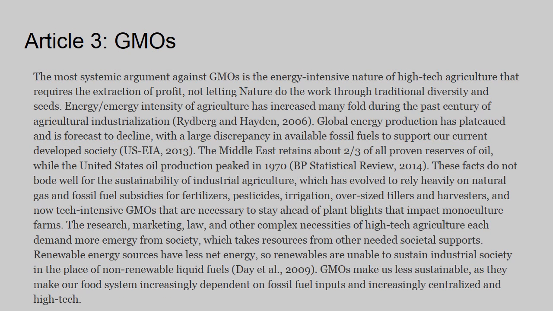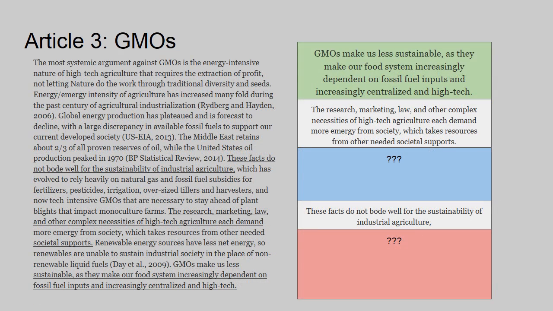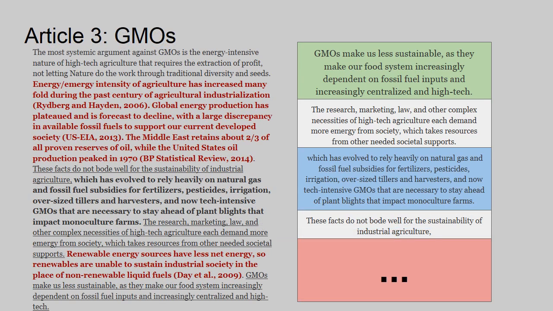Here is the final article. This article is about GMOs. Pause now to read the article. Here, we give you the thesis, the commentary, and the linking points. Pause now to look for the claims and evidence. Here, you can find the thesis and the claims, but throughout the entire paper, you can see highlighted in red all the evidence that we have found.